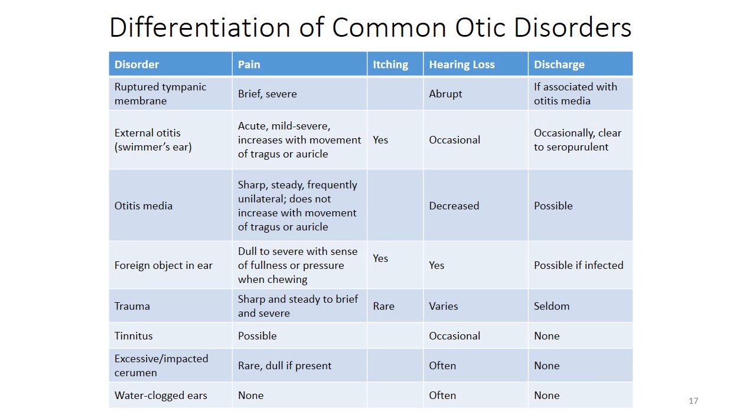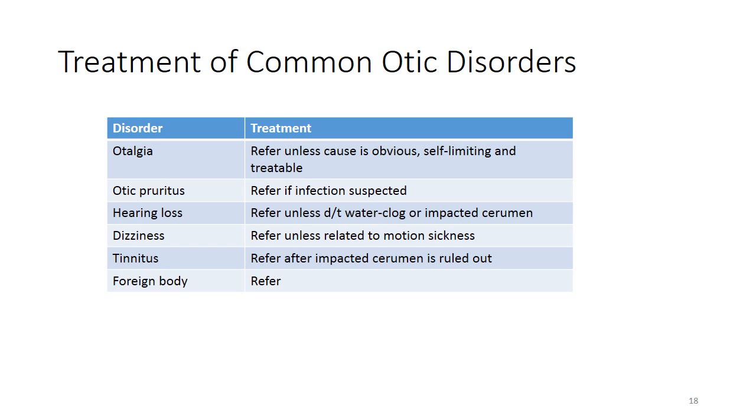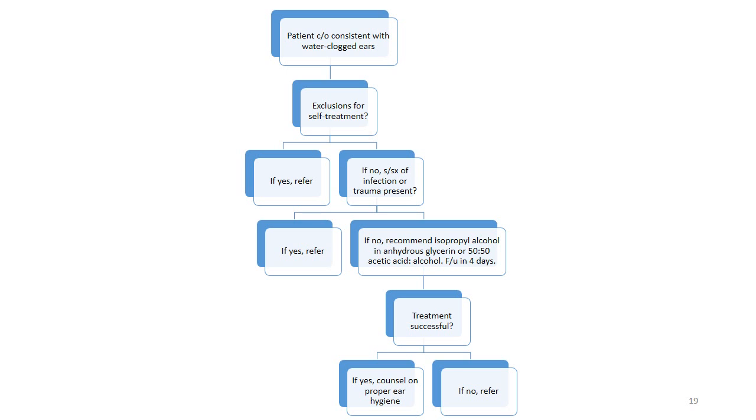The most common complaints of ear disorders are pain, itching, and hearing loss. Determining what disorder is causing the symptoms is key to making an appropriate recommendation. This chart shows the specific symptoms of different otic disorders to assist with differentiation between the disorders. Patients with disorders listed in this chart should be referred for medical care unless it is thought to be due to water-clogged ears, impacted cerumen, or motion sickness, because those disorders can be self-treated in patients without exclusions to self-care. This is the treatment algorithm for assessment and treatment of patients with symptoms of water-clogged ears.